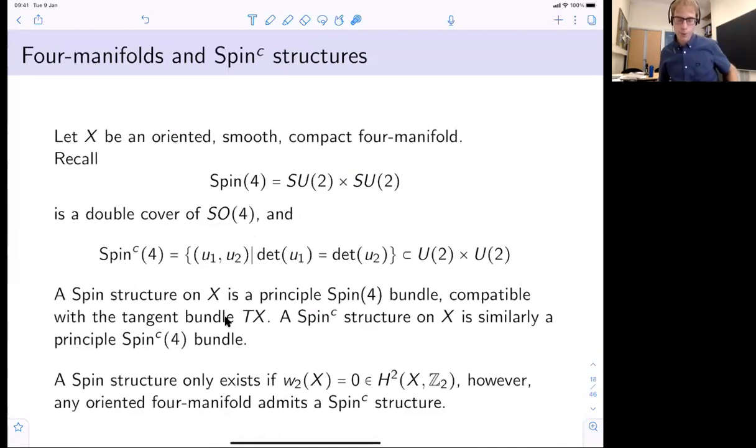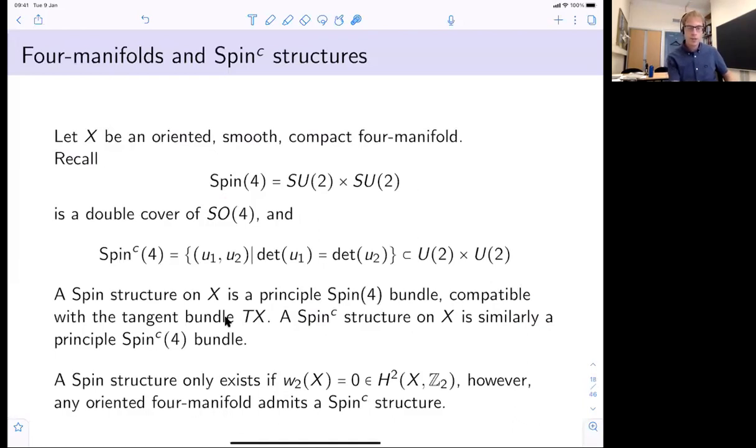So we want to formulate these theories preferably on an arbitrary four manifold, but an arbitrary four manifold does not always allow for a spin structure. So let me review a little bit the spin structure and then the so-called spin C structures, which do exist on an arbitrary four manifold. So the spin four group is just a product of SU2 and SU2. It's a double cover of SO4.